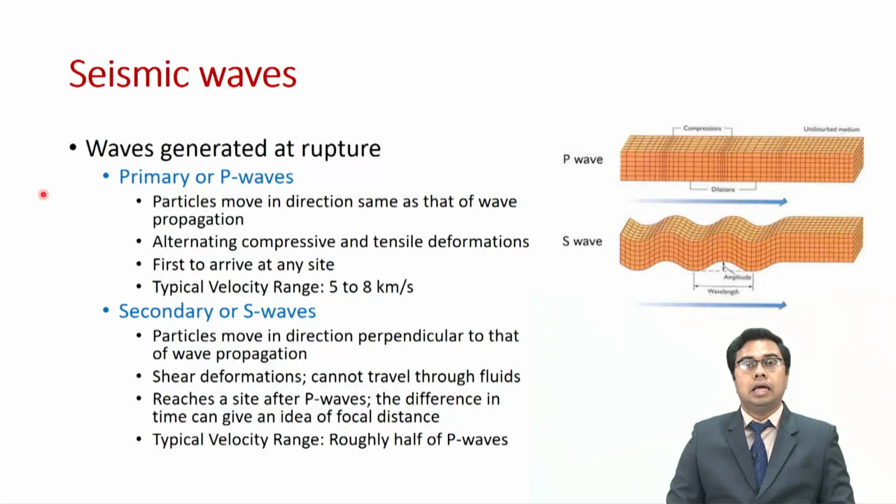So, as you can say, some part of the mantle of earth is molten, so the S waves cannot travel through there. So, there will be some regions where you will be getting only P waves and you will not get S waves. Since S waves travel at a velocity which is much lower than P waves, they usually reach a site after P waves, and the difference in the time can give an idea of focal distance or epicentral distance. We will look into this as we go through the slides.